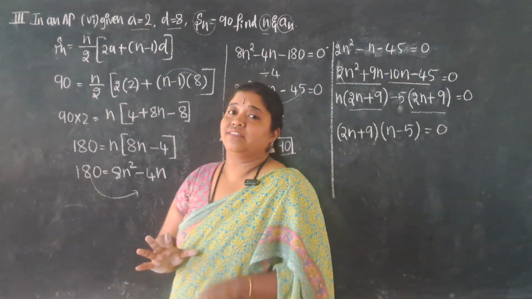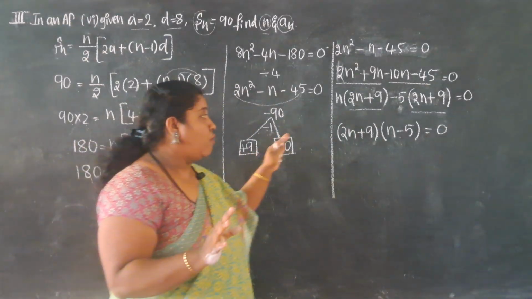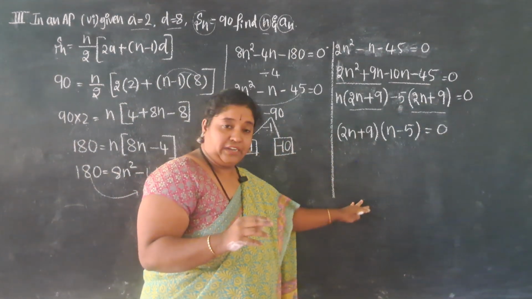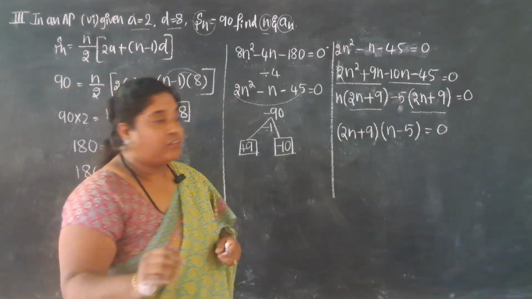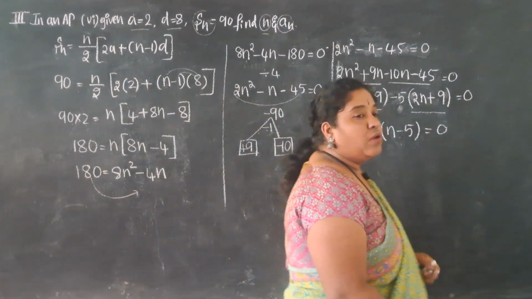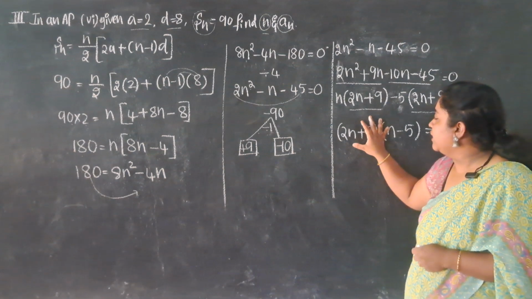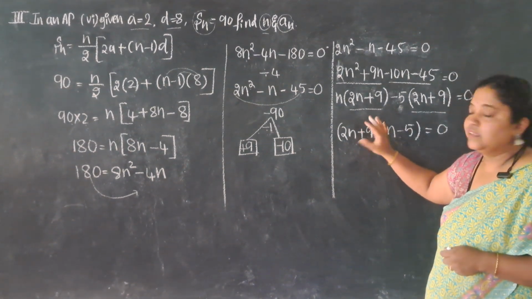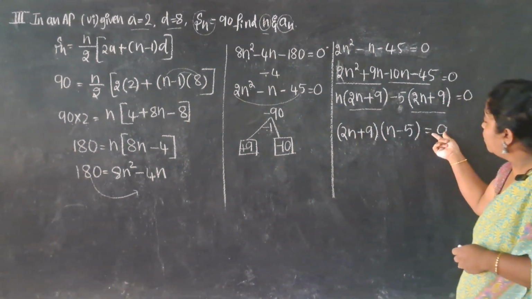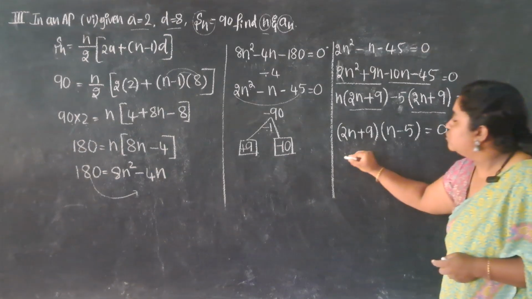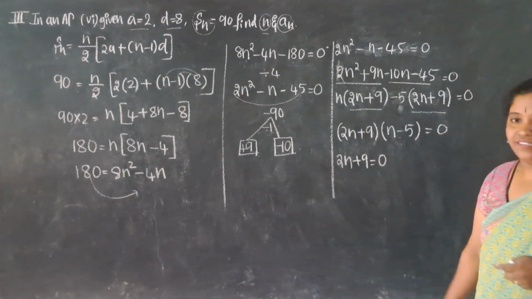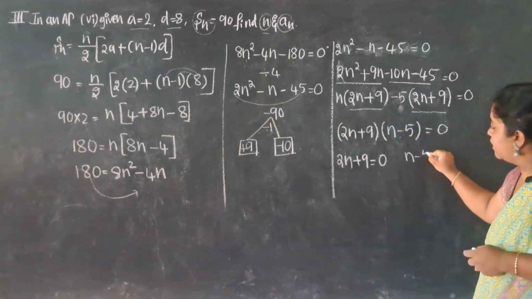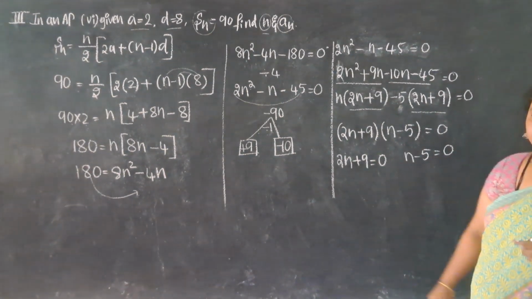This is not the end of the answer, dear. Just now I have got the factors of the quadratic equation. After the factors, I need to get the zeros of the quadratic equation, meaning the roots. When I get the factors, these factors must be equated to 0. So now 2n plus 9 is equal to 0 in the first case. In the second case, n minus 5 is equal to 0.